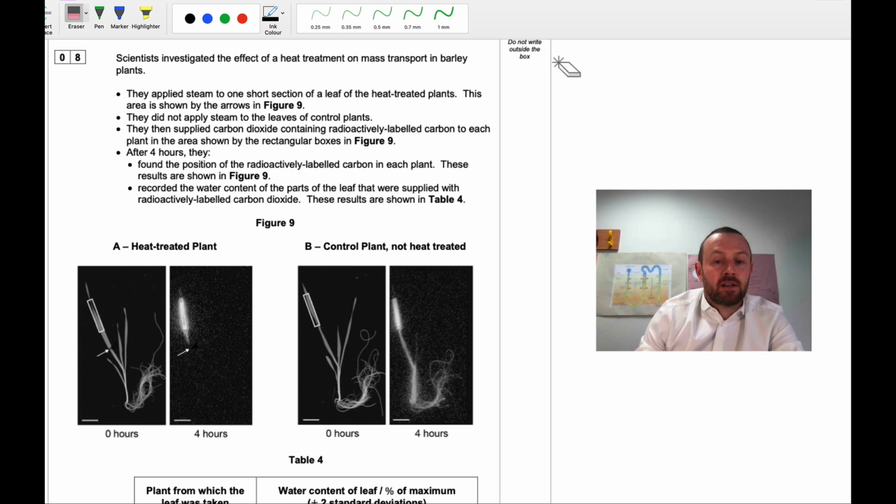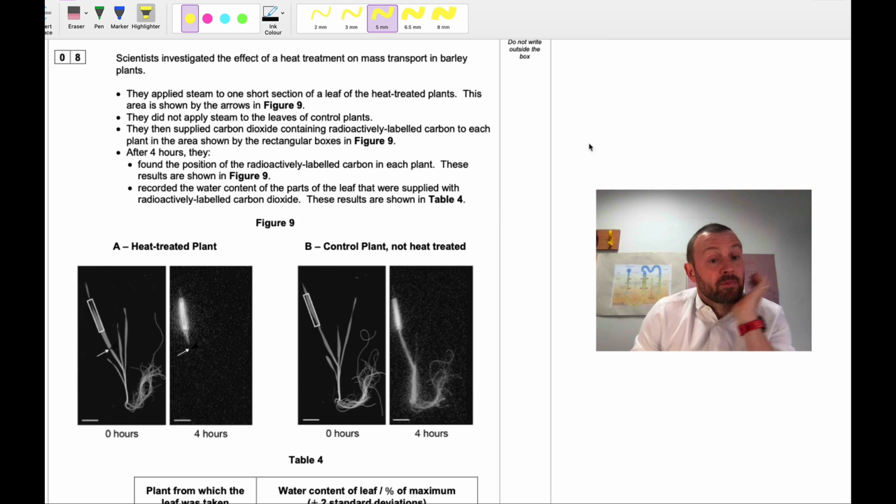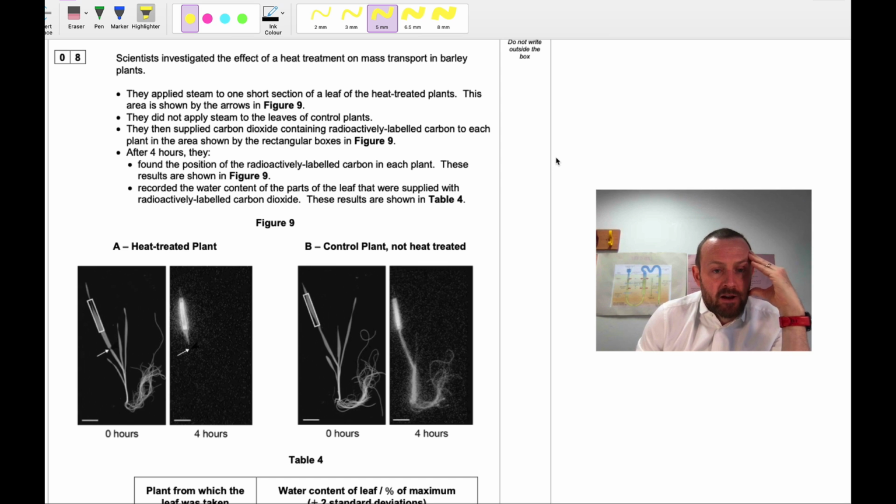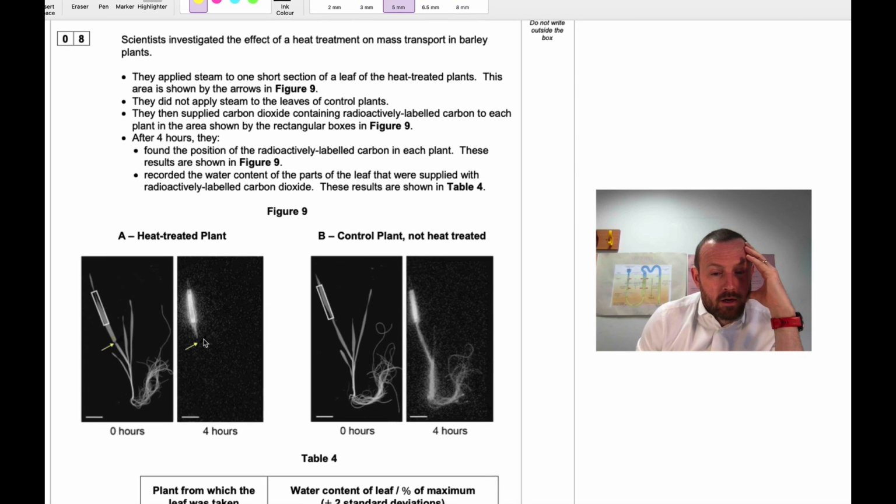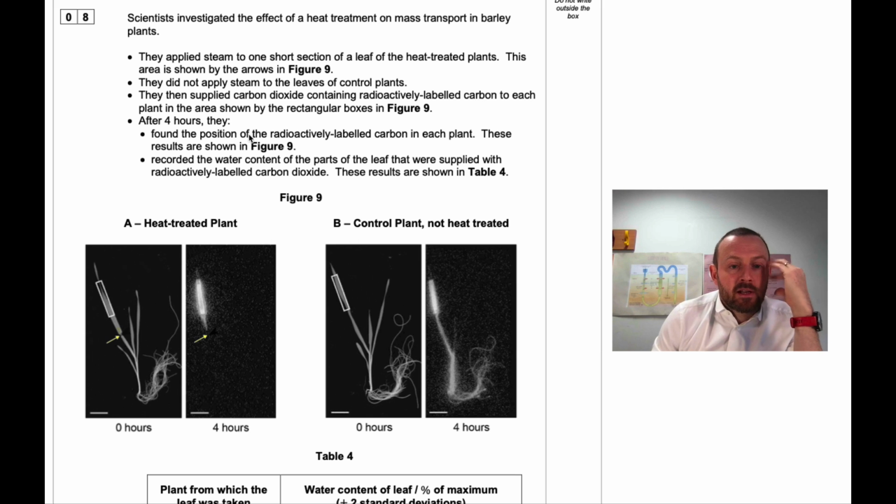Scientists investigated the effect of heat treatment on mass transport in barley. They applied steam to one short section of a leaf of the heat-treated plant. This area is shown by the arrows in figure 9. All right, I can see them down here. There's an arrow, and there's an arrow. And then over here, not heat-treated. They did not apply steam to the leaves of the plants. They then supplied carbon dioxide containing radioactively labeled carbon to each plant in the area shown by the rectangular boxes.